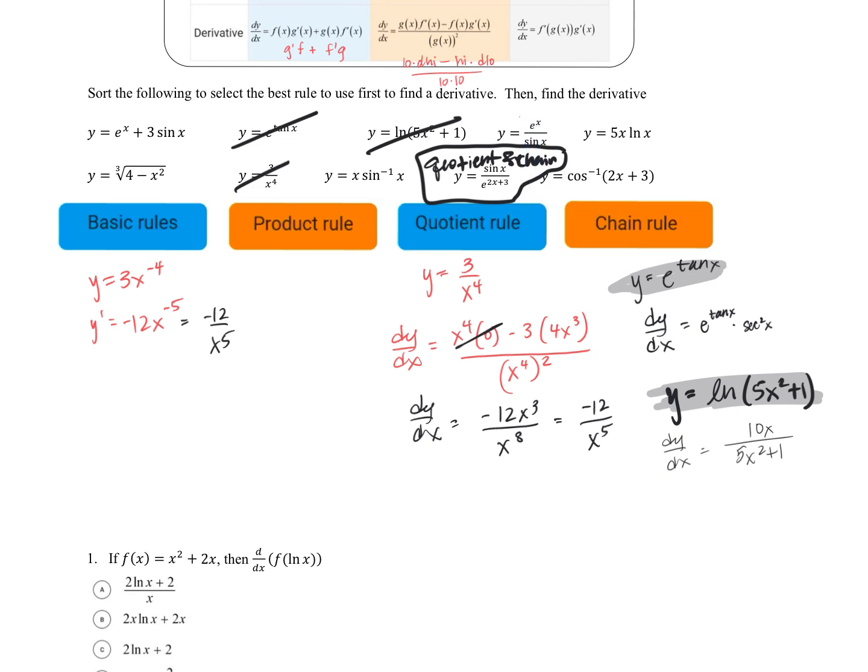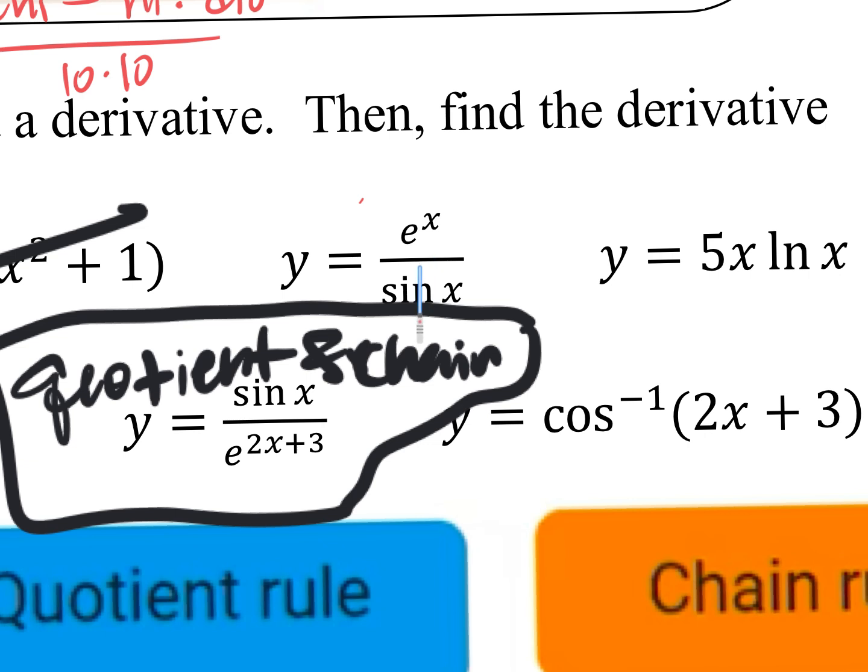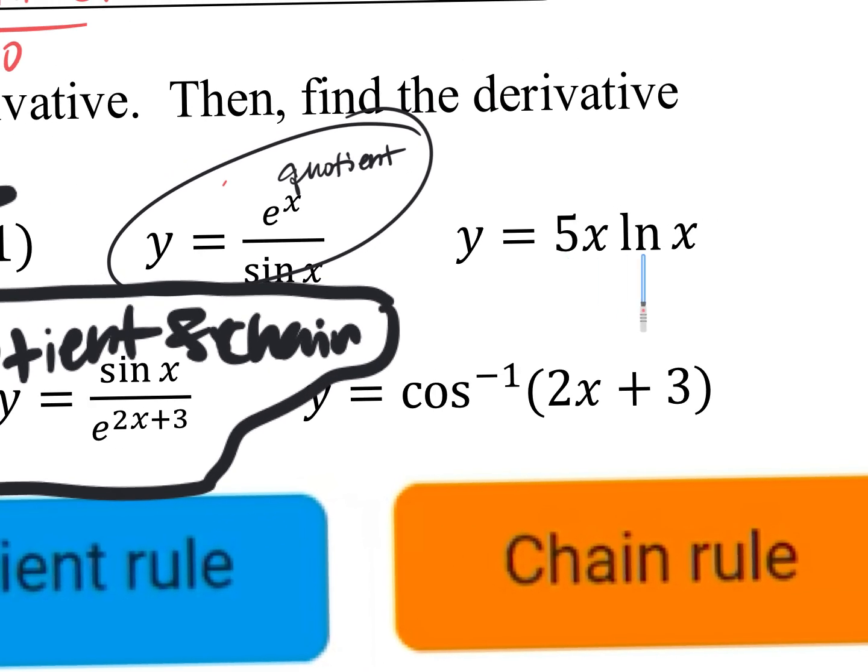Let me zoom this in. What do you think this one is? This one needs quotient rule, okay? Because we got division. Bless you. What about this one? Product rule, because we've got one function times another function. This one would be product rule.